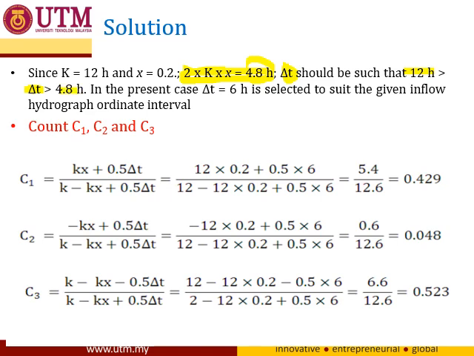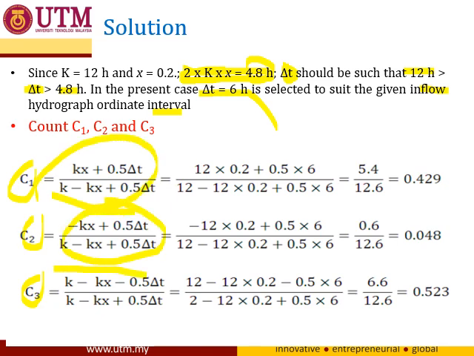In this case we just use the dt equals to 6 hour. This is because the interval of time for the inflow hydrograph is 6 hours, so it's already suitable for this case. So what we do is just count C1, C2, and C3 using the formula. I'm not sure whether this formula will be given or not in exam. I will check later. But just use this formula to get C1, C2, and C3.